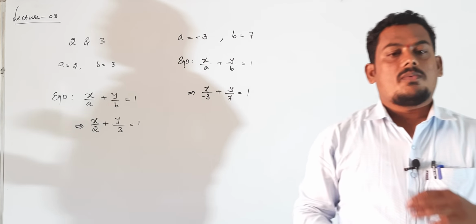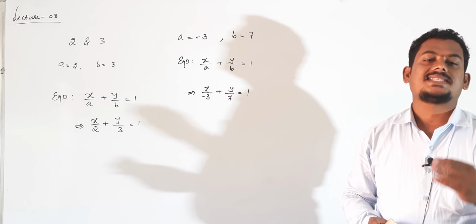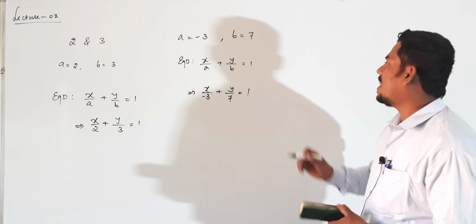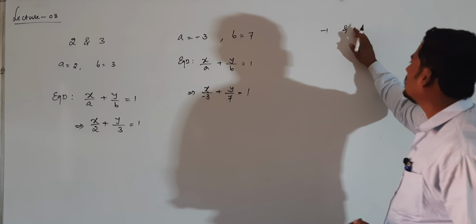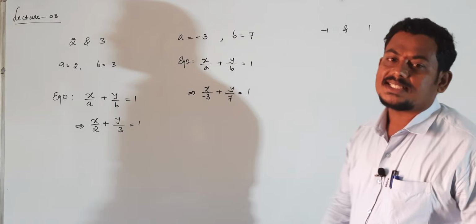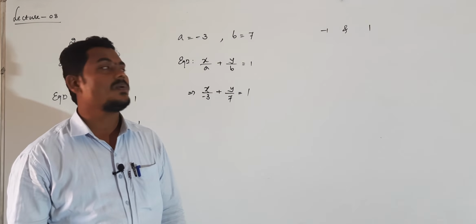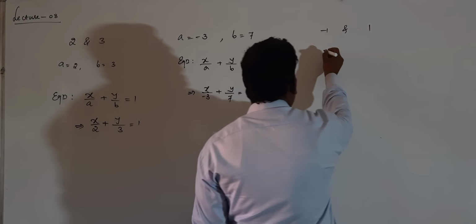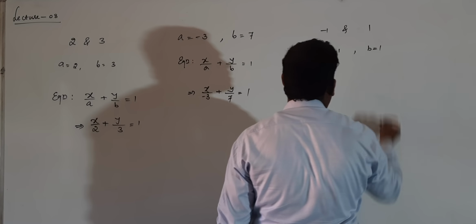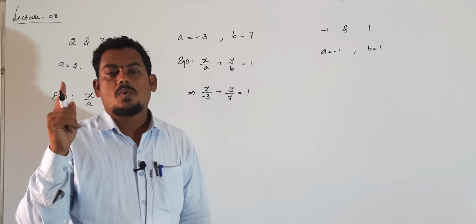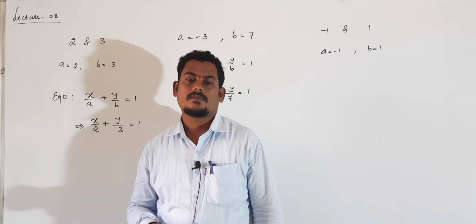Next, find the equation of the line whose x intercept and y intercepts are minus 1 and plus 1. X intercept minus 1, y intercept plus 1, means small a is equal to -1 and small b is equal to +1. In this case, both x intercept as well as y intercept are given.